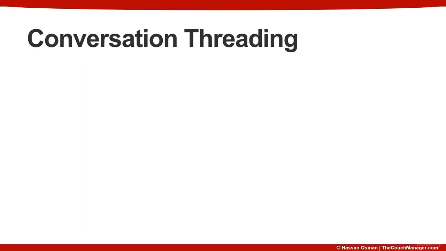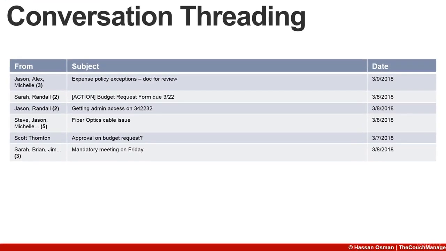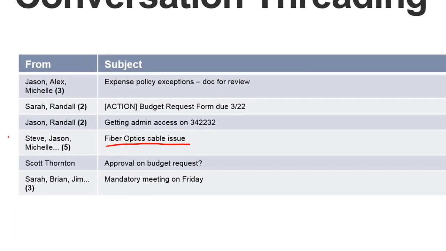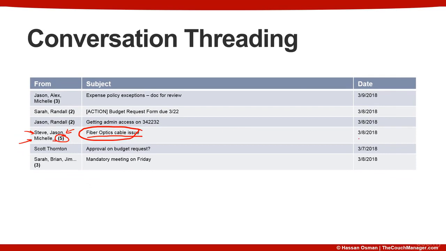To show you how this looks using the previous example, you'll notice that the number of line items has significantly reduced. The way you'll read this is if you look at this subject here, fiber optics cable issue, you'll notice some of the people who have responded to this email. So Steve, Jason, and Michelle. And then the ... just indicates that there are more people than just those three. The number in parentheses lets you know that there are 5 different emails about this specific subject line. And the date over here indicates when that last email came in about the subject.